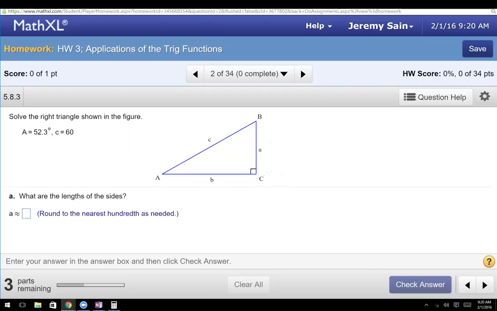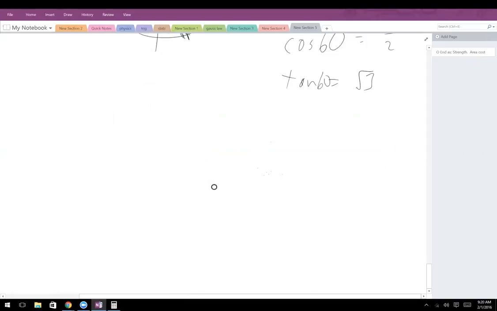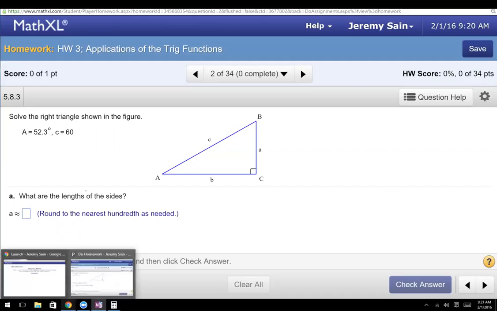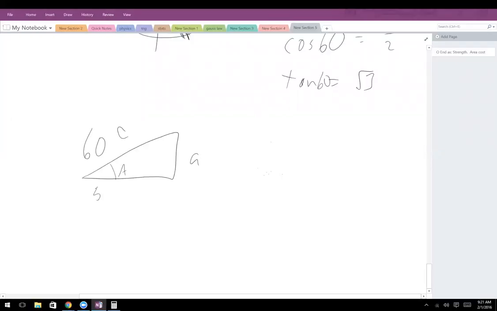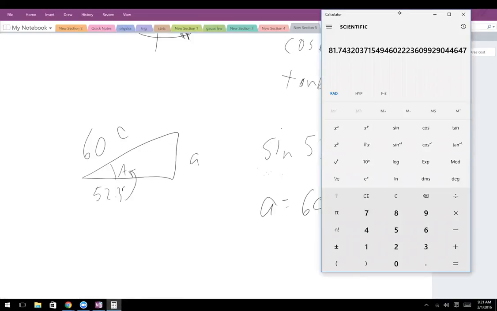So which one has opposite and hypotenuse in it? Opposite and hypotenuse would be sine. Sine, right. Let me draw a triangle. Not like we really need it. A, C, A. What was the important stuff? A is 52.3, and C is 60. All right, so sine of 52.3 is A, which we're looking for, over hypotenuse, which is 60. So A is going to be 60 times sine 52.3. That was easy. And we just plug that into the calculator.